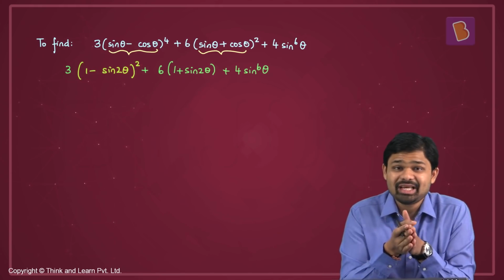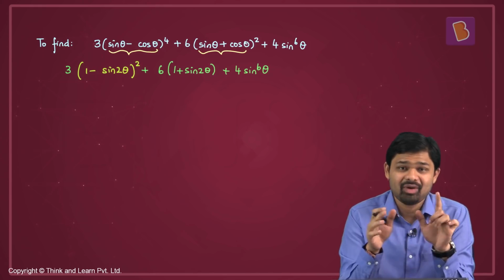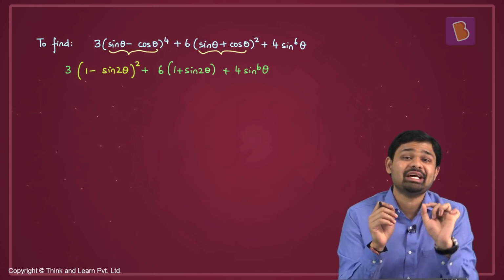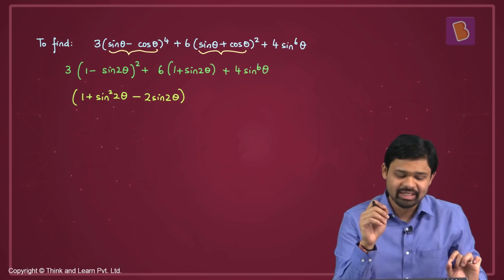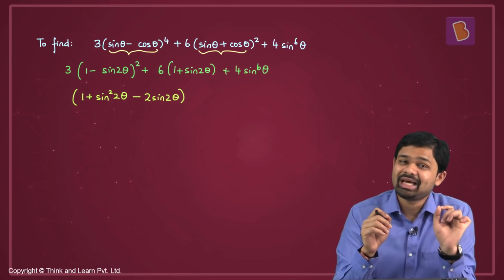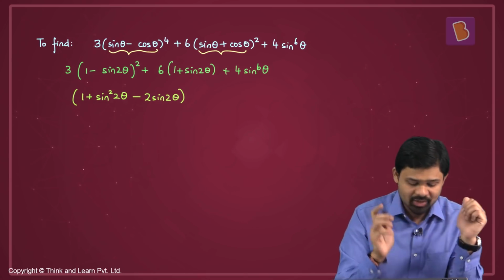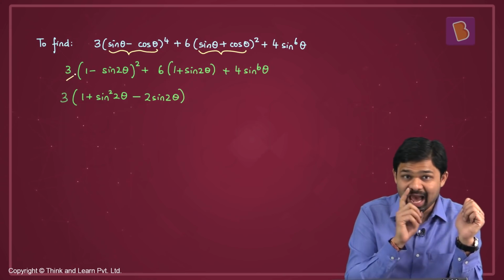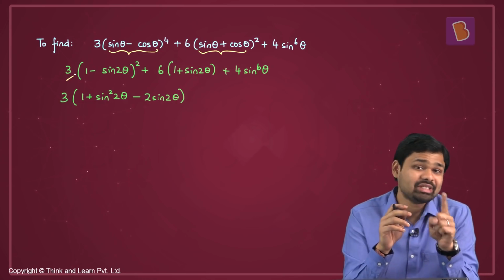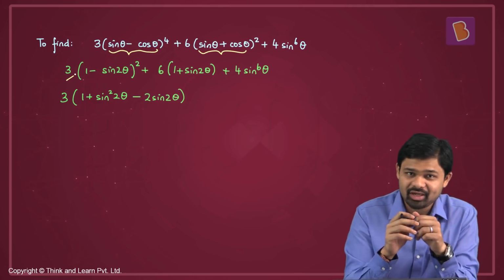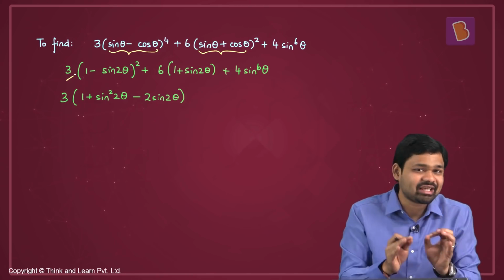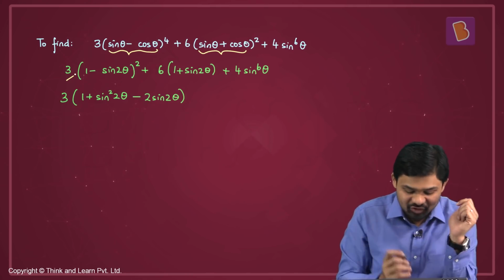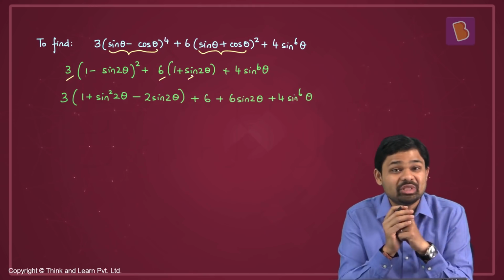Now I have (1 − sin 2θ)^2. I'm going to open the bracket and write this as 1 + sin²2θ − 2 sin 2θ. I do that because I have a 3 here, and upon opening the bracket I get 3 times negative 2 sin 2θ, so I get a total of negative 6 sin 2θ, and if you see here I have 6 sin 2θ.